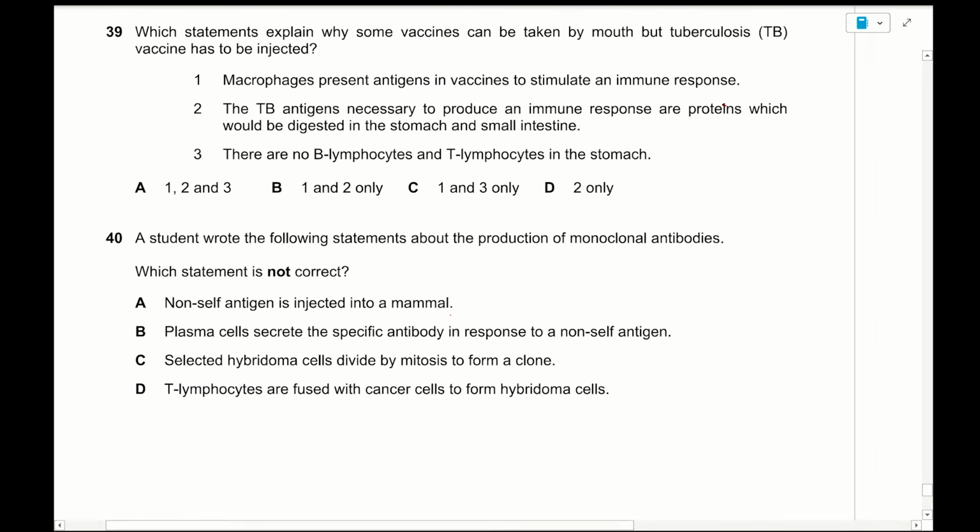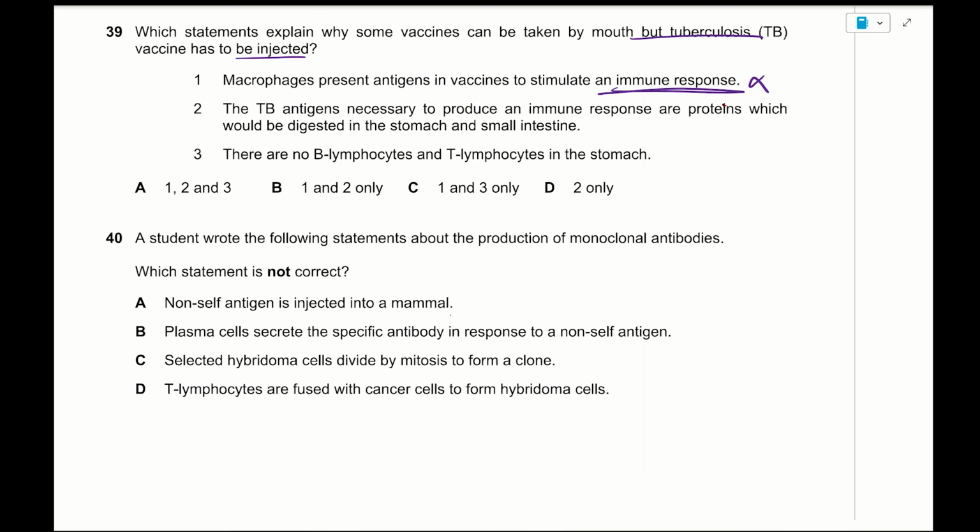Question number 39. Which statements explain why some vaccines can be taken by mouth, but the tuberculosis vaccine has to be injected? 1. Macrophages present antigen in vaccines to stimulate an immune response. This is correct. However, it does not explain why some vaccines can be taken by mouth, but tuberculosis has to be injected. Therefore, this is incorrect in the context of the question.